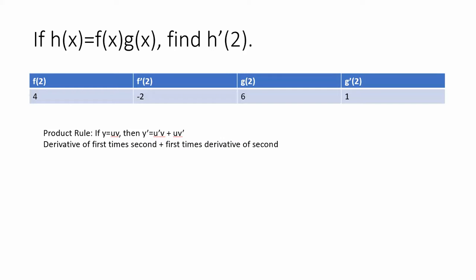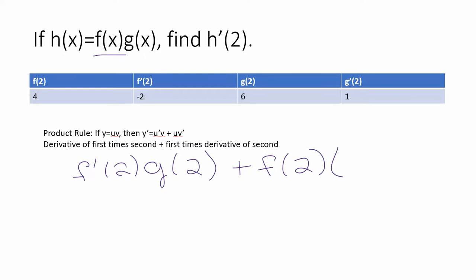The derivative of the first term, my f of x, would be f prime, and I'm at the point 2. So the derivative of the first times the second. Our second was g of x, in this case g of 2, plus the first, f of 2, times the derivative of the second, so times g prime of 2. Now let's find those values from our table.